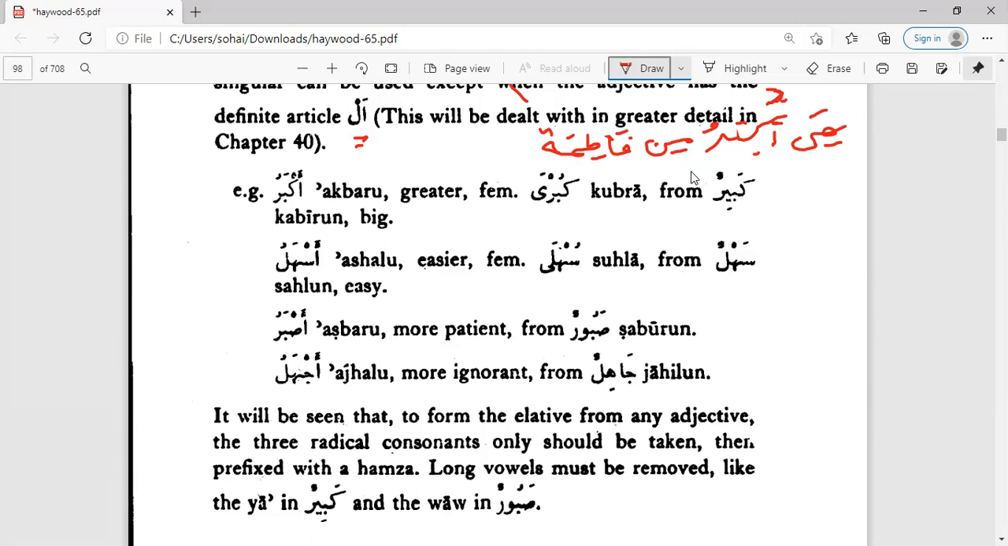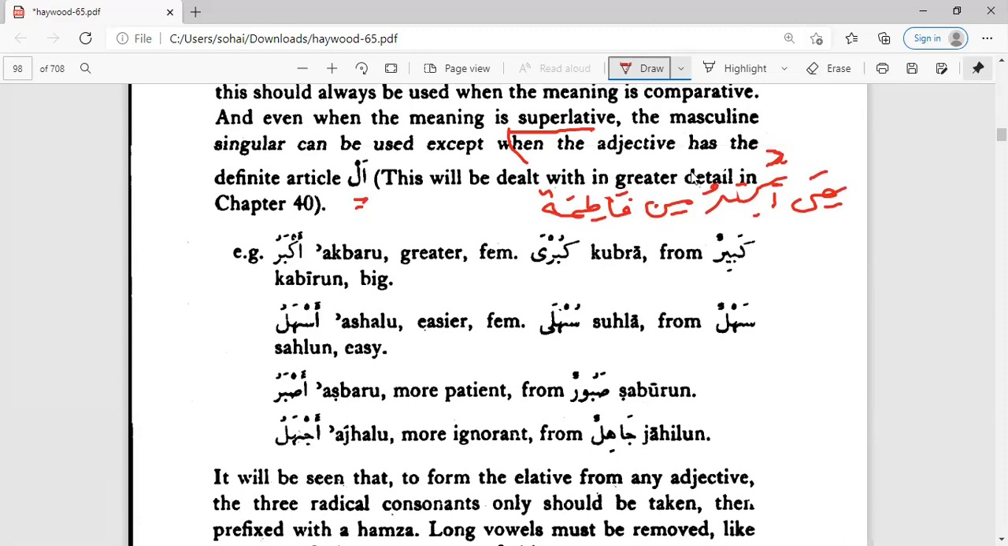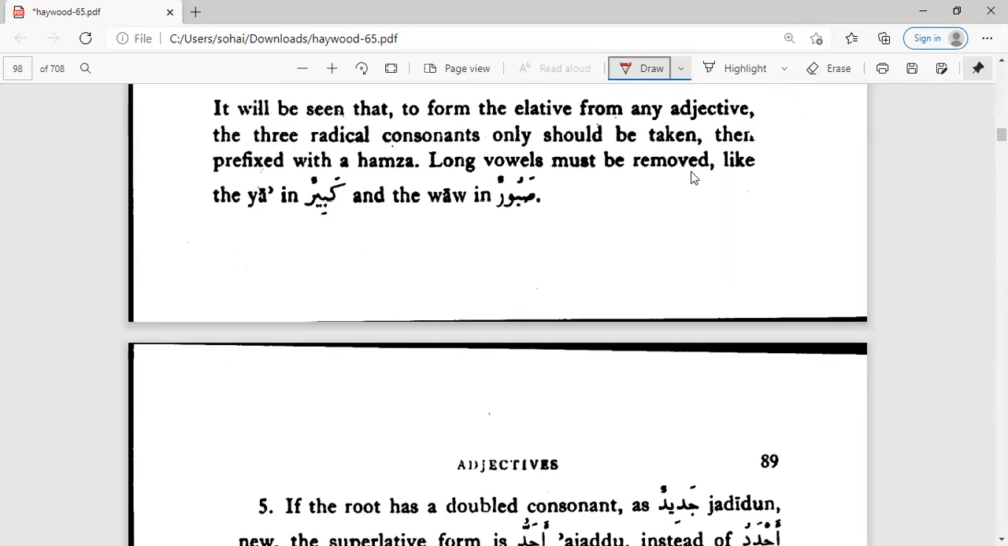The thing is, why do we have a feminine adjective but we don't have to use it? Because it exists, right? And it will be used, as we learn in chapter 40. So for example, Hazrat Fatima, we say Fatimatul Kubra, right?